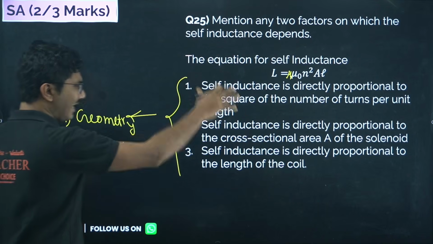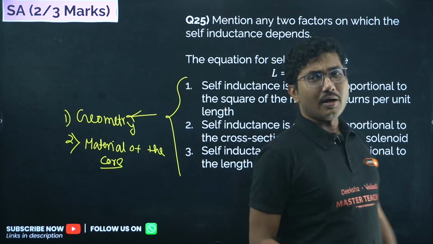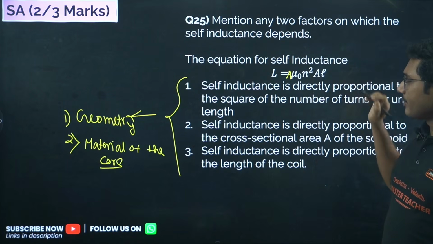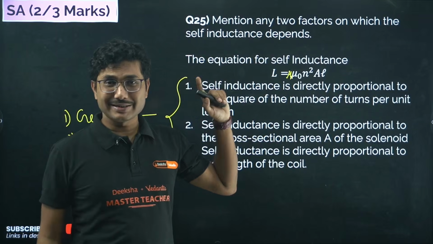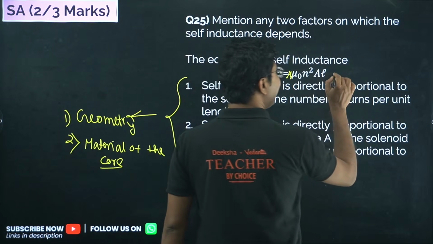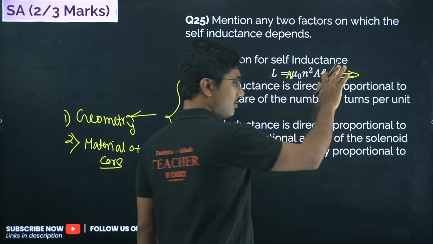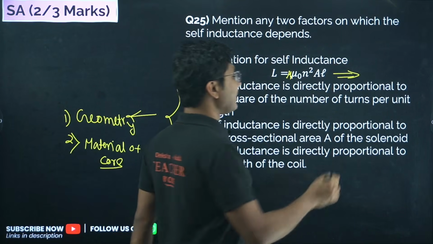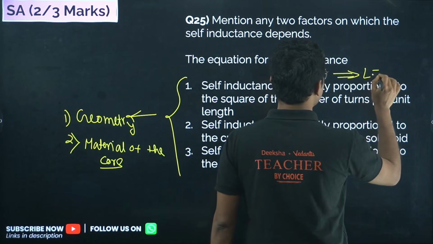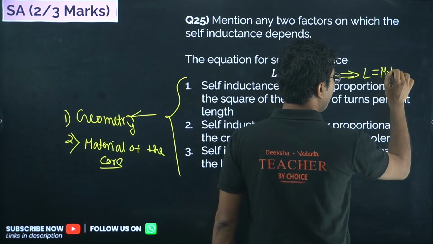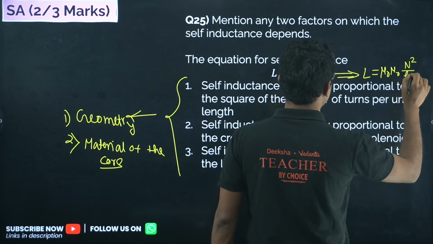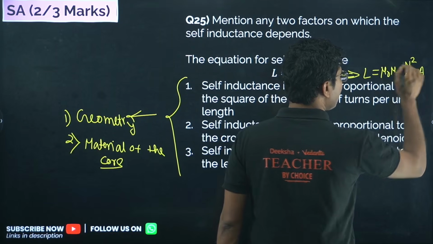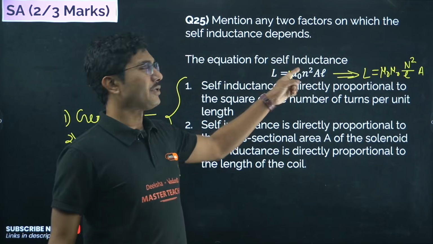Do not write this. This is the old answer, I forgot to change it. Why am I saying that? Because this expression is not 100% accurate. This equation is not wrong, it is correct, but it can be rewritten as L equals mu naught mu r n square by l into A. Here n is the total number of turns, here it is the number of turns per unit length.